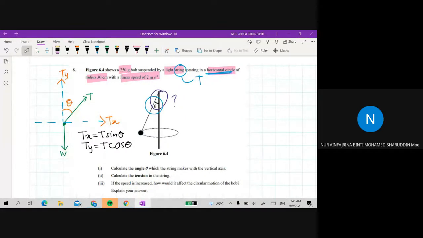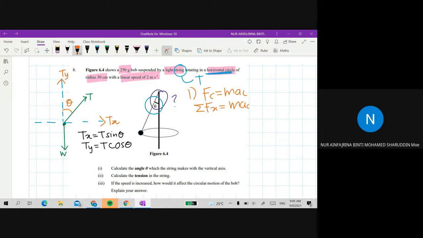Macam mana awak cari? Anyone? Macam mana korang buat? Guna formula FC is equal to MAC. Okay, you use that formula. Alright, so Miss tulis dekat tepi ni nombor 1. So, FC sama dengan MAC. Then, what is the next step? Summation of force. Okay, summation of force in X component sama dengan MAC.